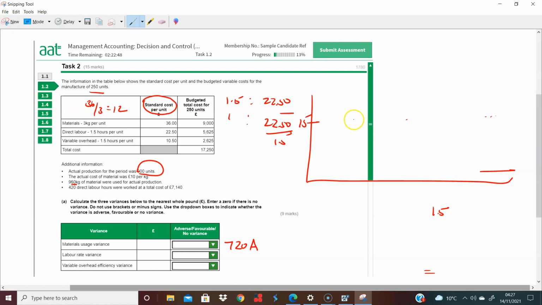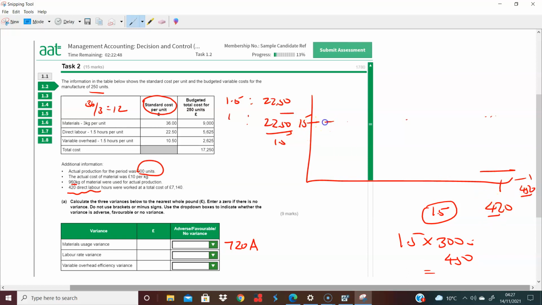So all I'm really interested in is how many hours you used in truth to do this. You used 420 hours. If I was looking at efficiency, I would ask you how many hours you should use. I could do that just for the fun of it. You should have used 1.5 times 300 units, and that's 450, since 15 times 3 is 45. So you should have used 450. There is a labor efficiency because you used 420.